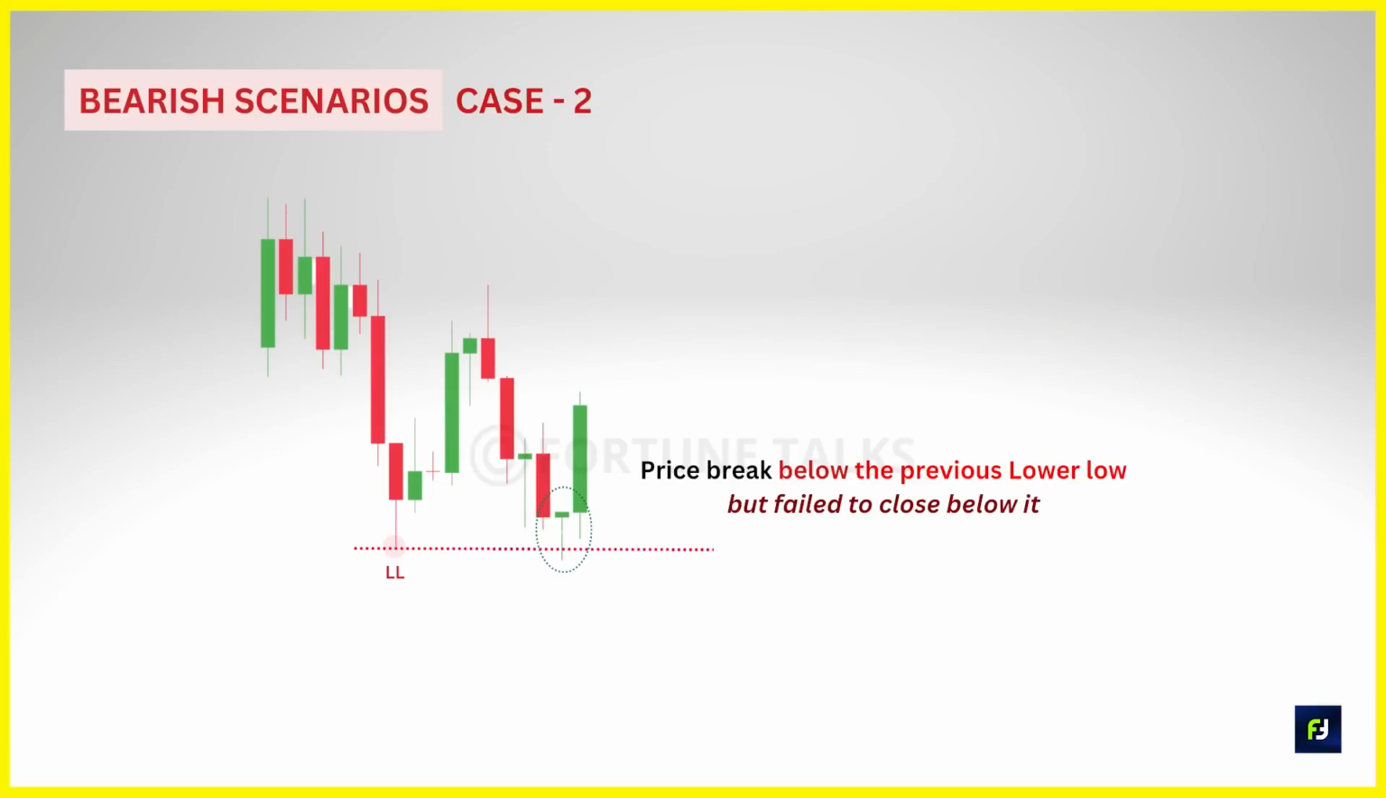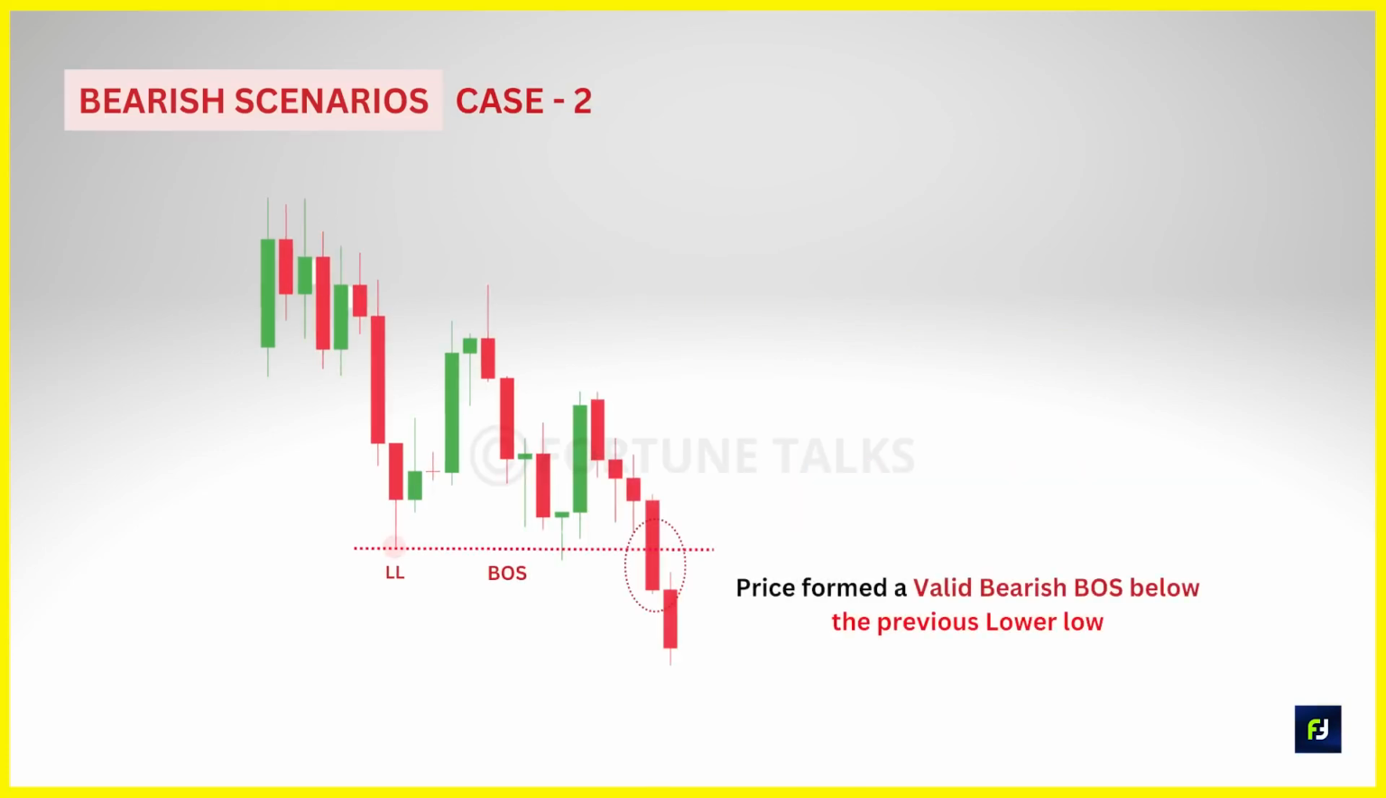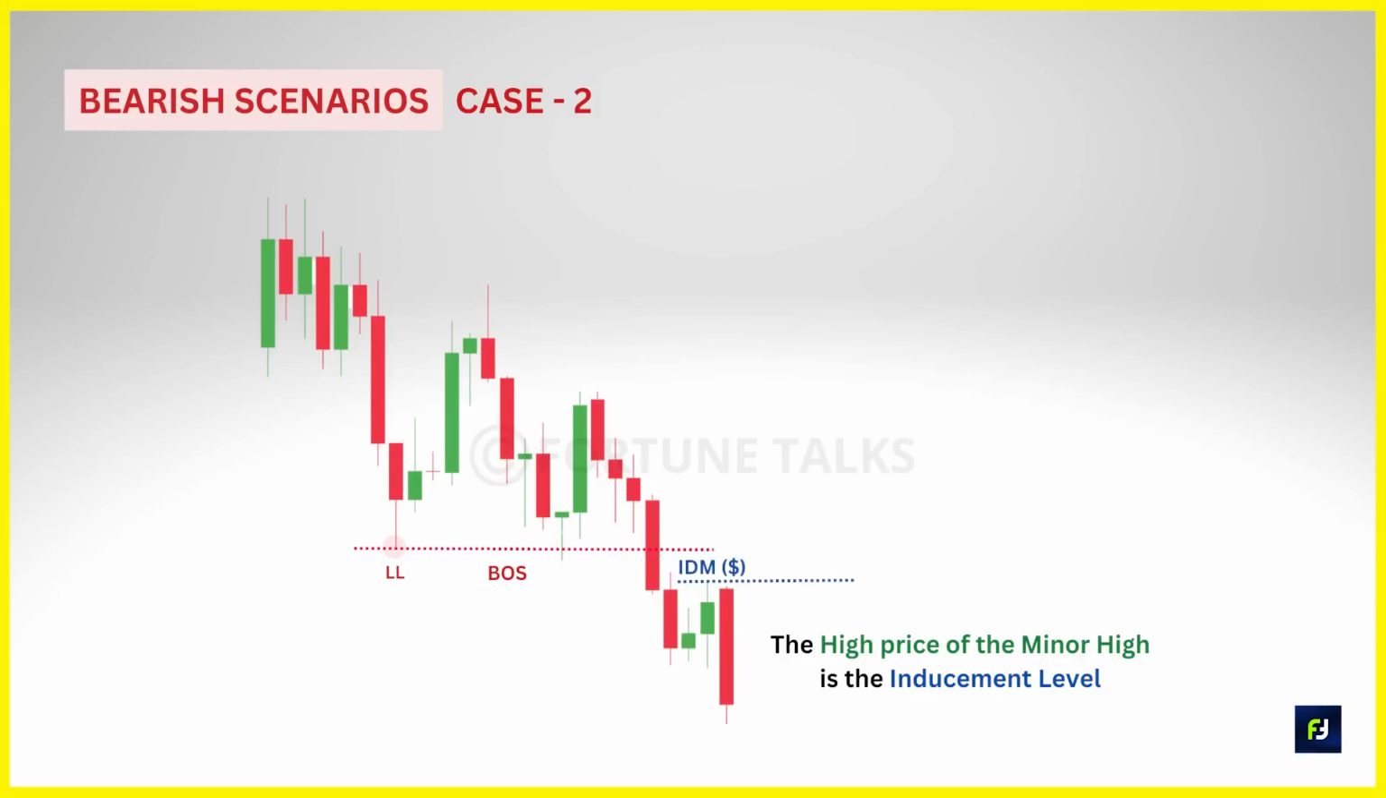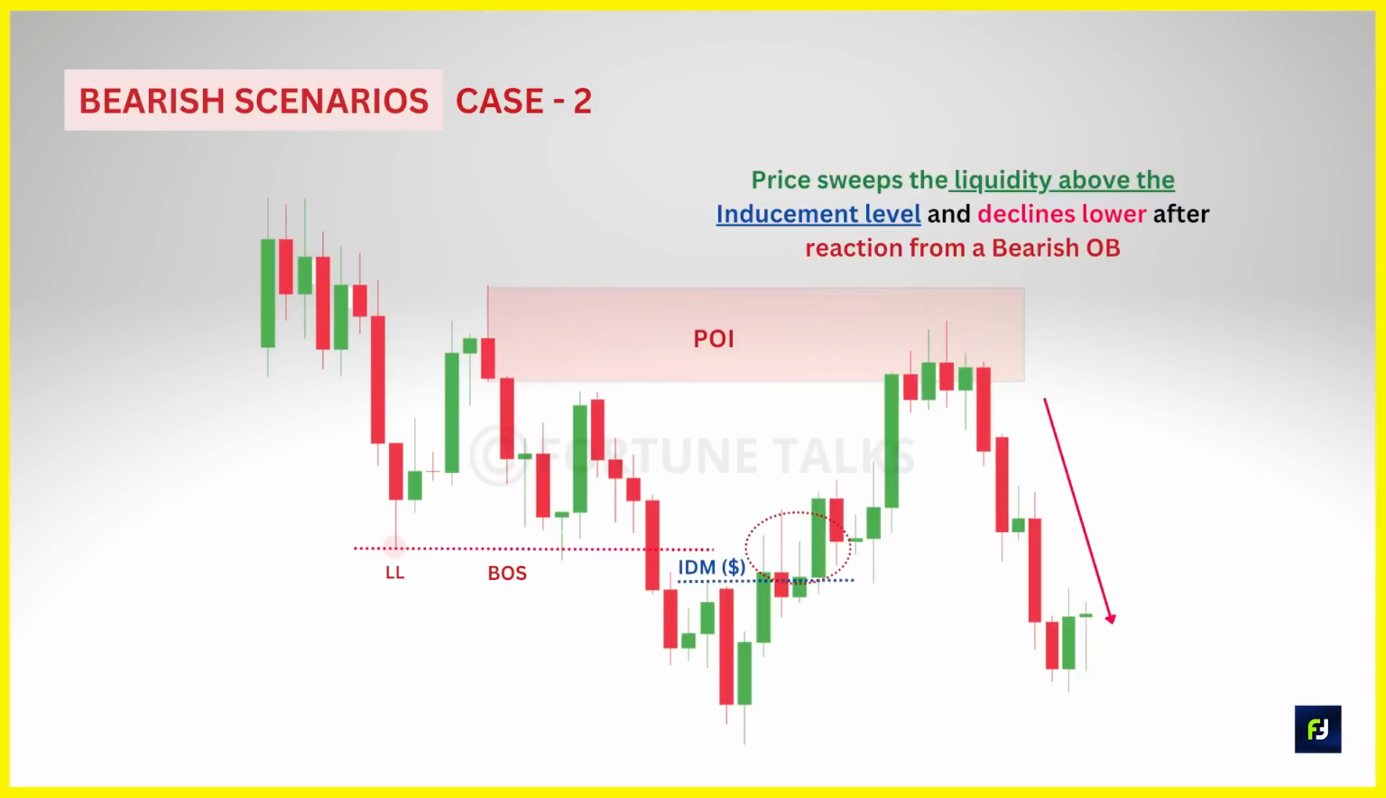Moving on to the second example, here the market did not give a valid break of structure at first. Then price consolidated a bit and then finally it broke and closed below the previous swing low level, thereby forming a valid bearish break of structure. And then once it moved lower, it formed a minor pullback. We can mark the high of this pullback as our inducement. Then we can see that the price returned to take out the liquidity above the inducement level. So an important point to be noted here is that you should never look for an inducement until there is a valid break of structure.